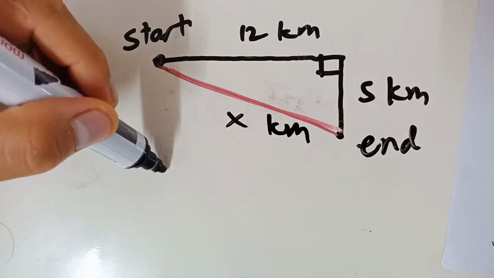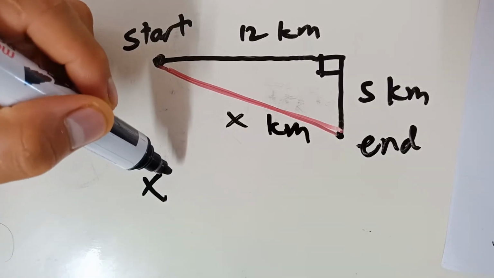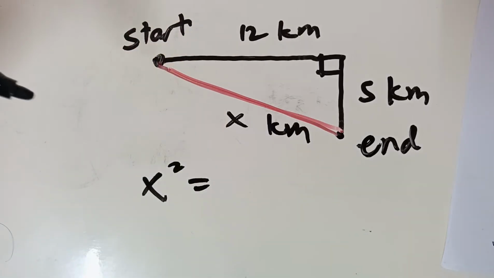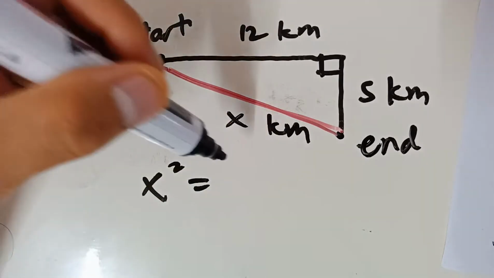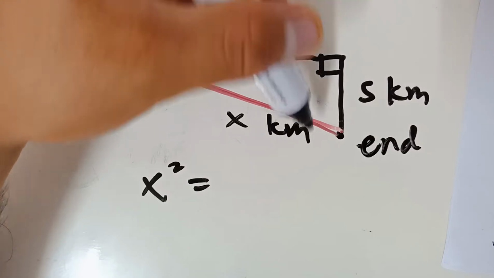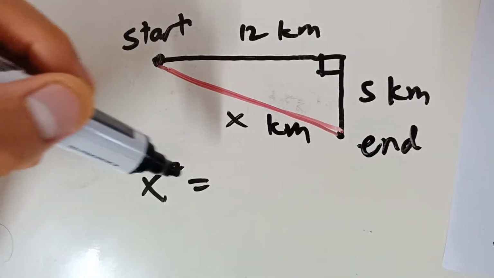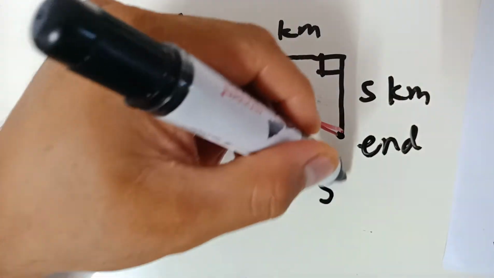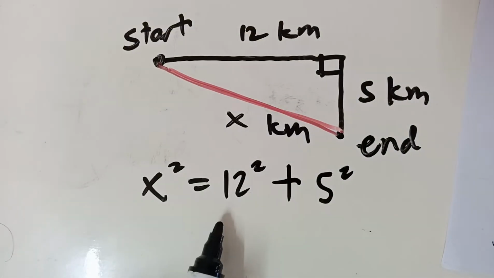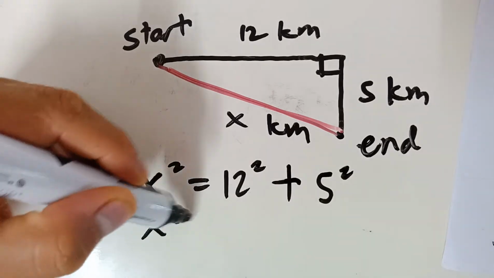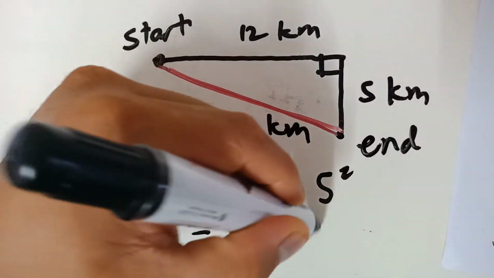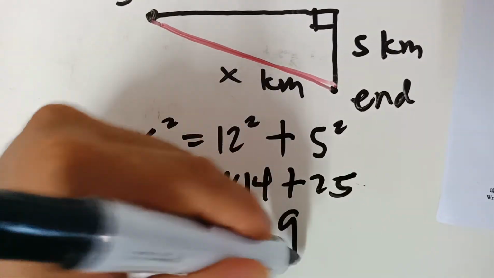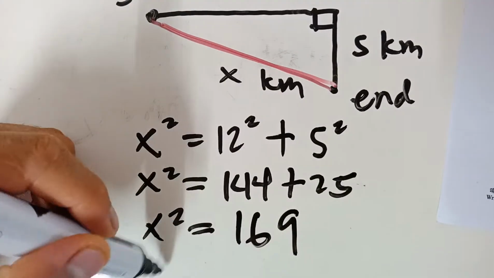So to solve for the hypotenuse, simply get the square of the hypotenuse, and that would be equal to the sum of the squares of the other two sides, or the legs of this right triangle. And the other two sides are 12 and 5. So x squared equals 12 squared plus 5 squared, and that would give us 144 plus 25, or 169. x squared is equal to 169.